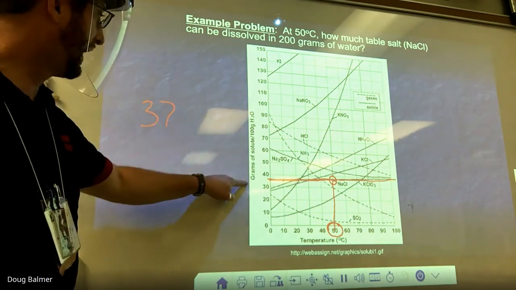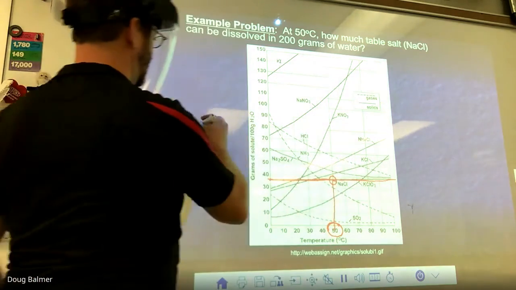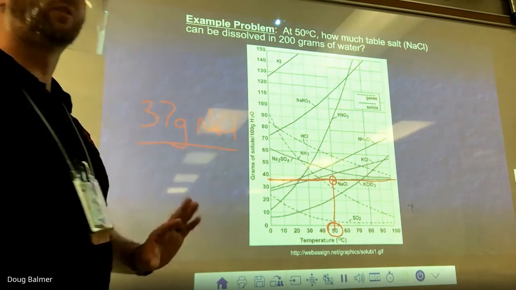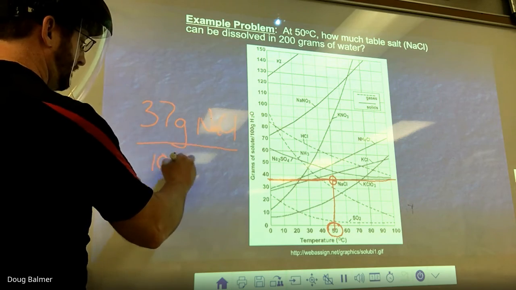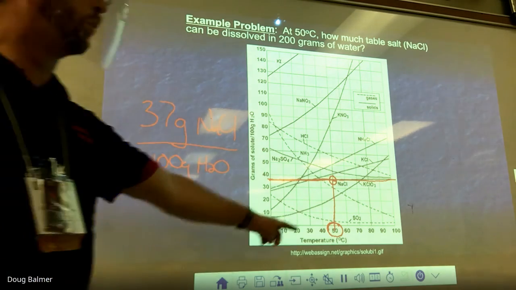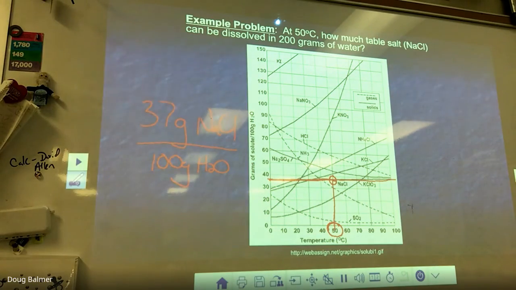What does that 37 mean? 37 grams of the solute. Well, what's our chemical? Salt. Solubility is a fraction, for every 100 grams of water. So imagine this. You have a cup of 100 grams of water. It's pretty warm. Body temperature is 37. This is warmer than that, 50. And you'd be able to dissolve 37 grams. Does that answer the question?